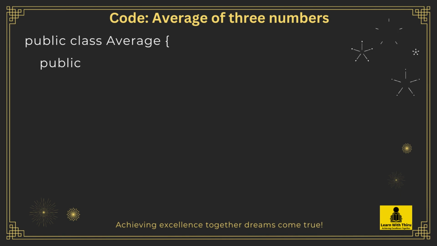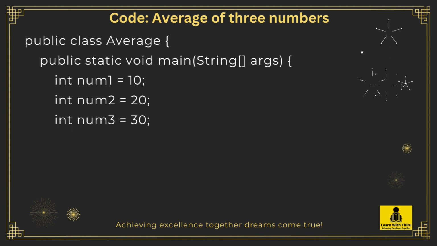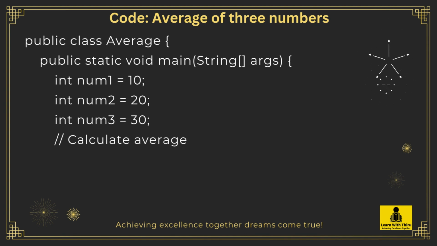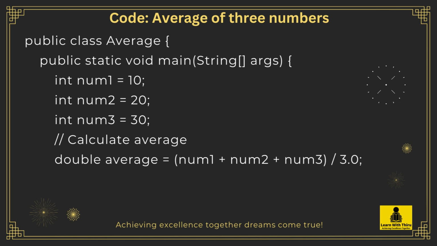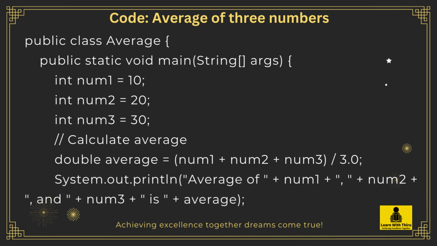Code. Average of three numbers. public class Average. public static void main(String[] args). int num1 = 10. int num2 = 20. int num3 = 30. Calculate average.